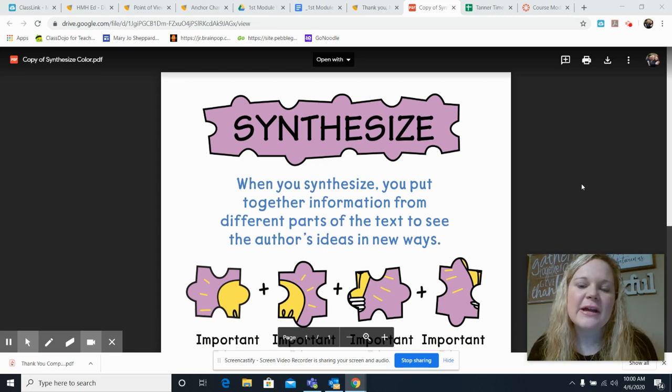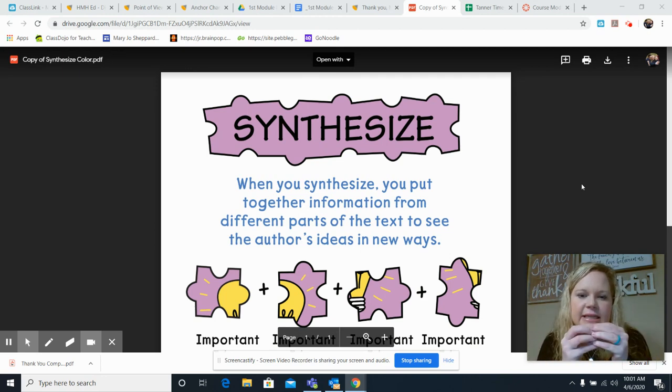We are going to be talking about something called synthesize. Can you say synthesize? All right. When you synthesize, you put together information from different parts of the story, the text, to see the author's ideas in new ways. So you have to put all this information together to see what the author is trying to tell you in a new way. So we're going to take a look at how that would look.